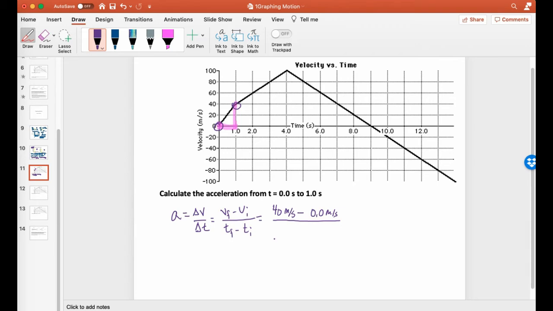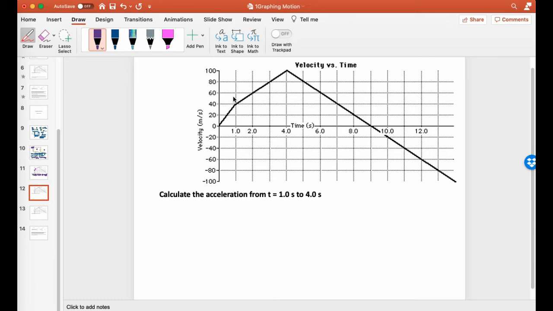So, final time. Well, final time is 1 second. Initial time was 0.0 seconds. So this is basically 40 meters per second divided by 1 second, and so you should see that you get 40 meters per second squared, which we've already discussed is the unit of measurement for acceleration. So you should have gotten 40 meters per second squared, highlighted your points on there. All right, and let's go to the next problem.